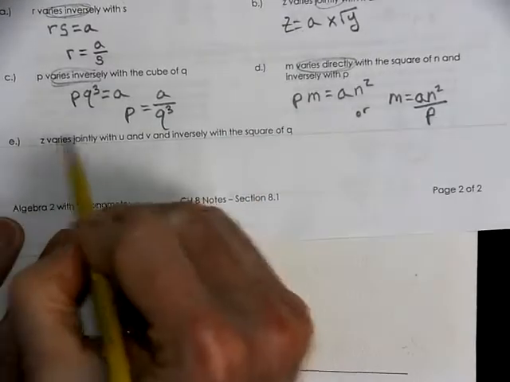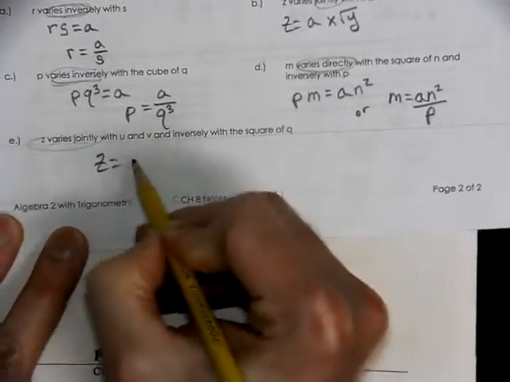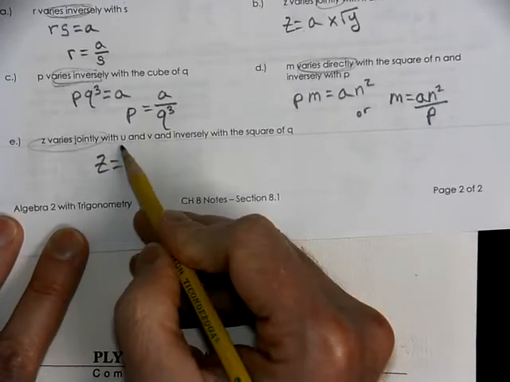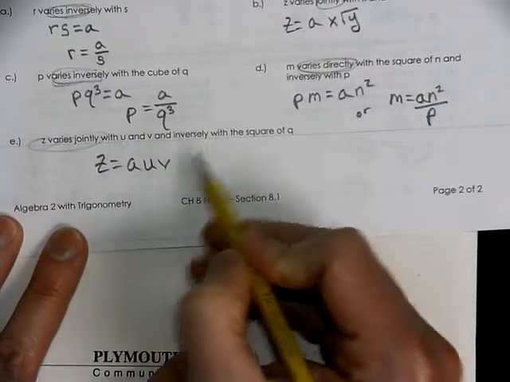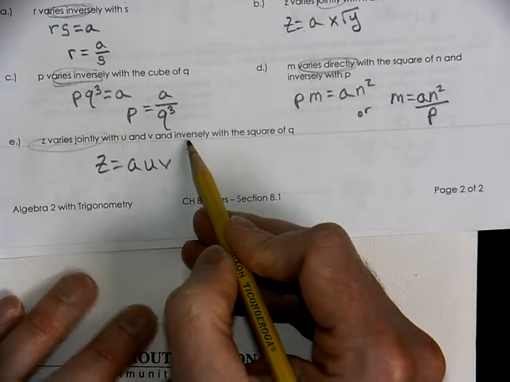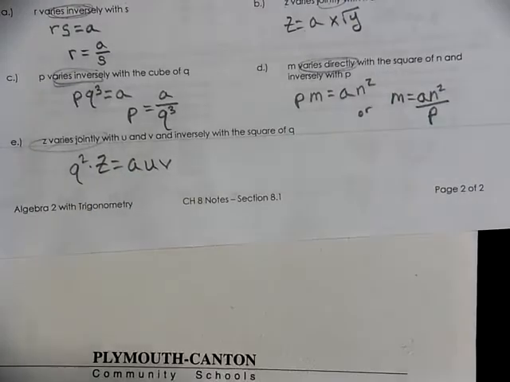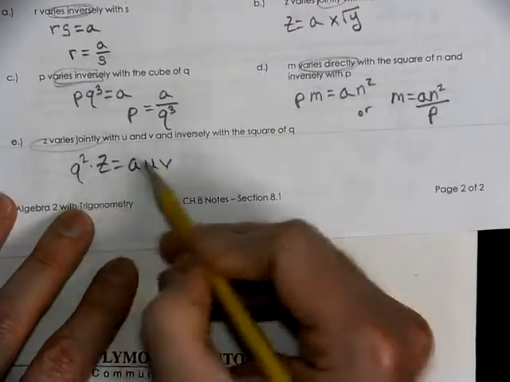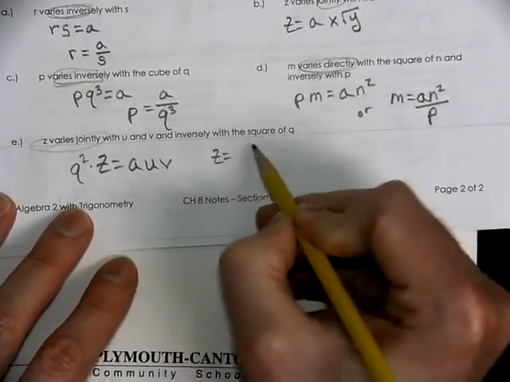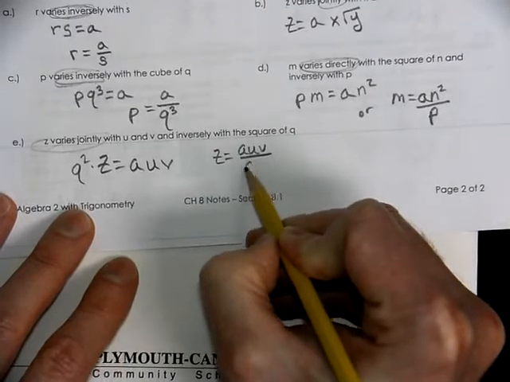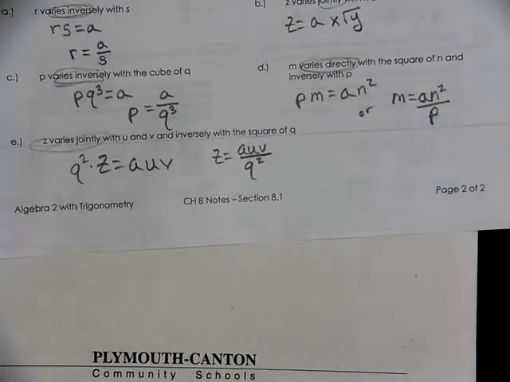Last one, jointly, Z equals A, U and V, and inversely with the square of Q. So if you would like to write that out here as multiplying, or you can get your Z all by itself completely. For inversely, it would be dividing into the A, and directly or jointly, meaning two variables or more, are multiplying the A. That's all.